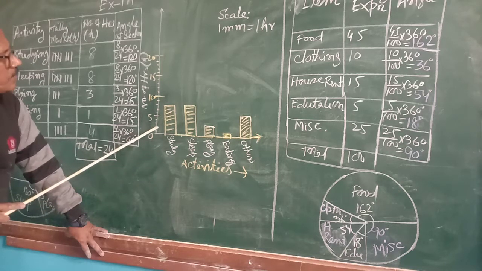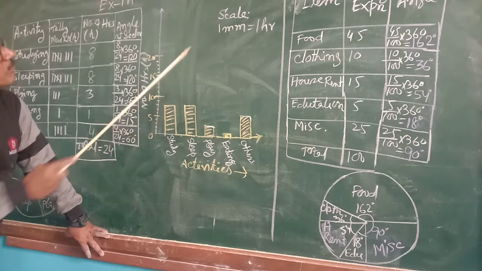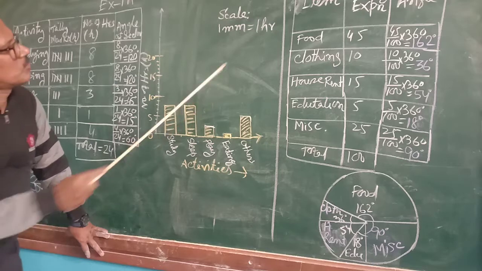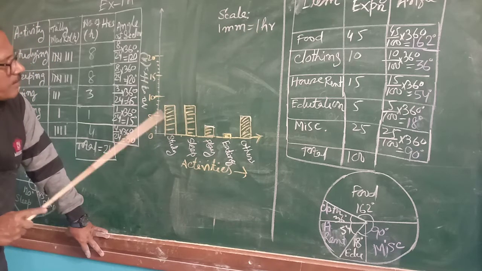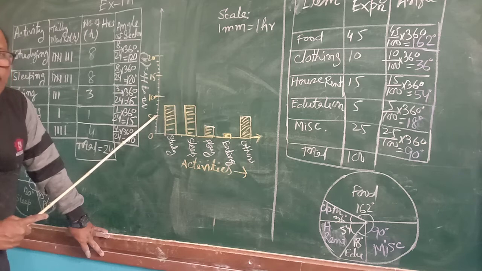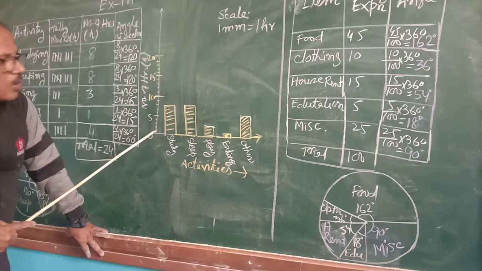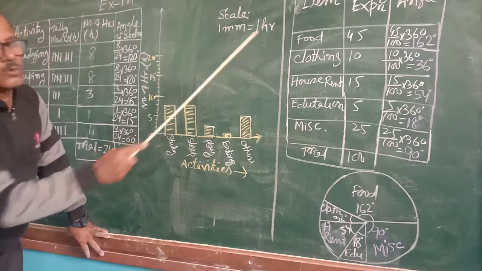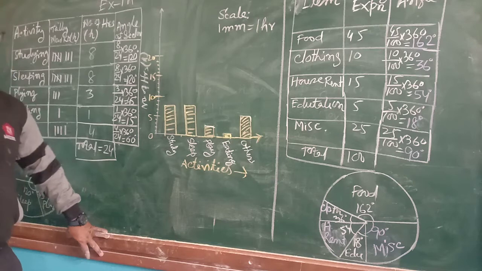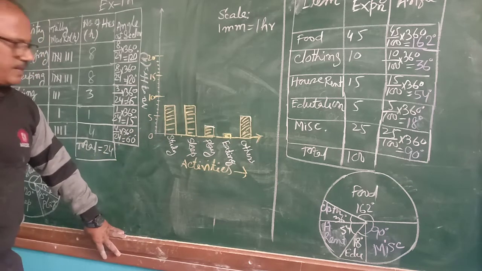Then you have to write down 1 mm is equal to 1 hour, because here the number 5 I have represented as 5 hours. Therefore one small division represents 1 hour. Therefore, you have written on the scale: 1 mm is equal to 1 hour. That scale part is very important. If you know that, then the rest of the bar graph is very easy.